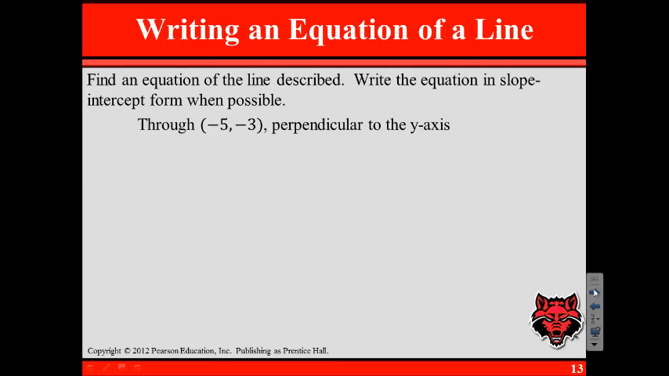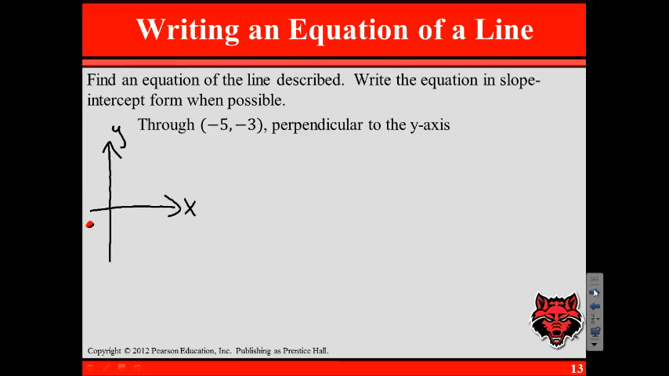Let's start by drawing our x and y axis. Remember, the x-axis is horizontal, the y-axis is vertical. The point -5, -3 will be somewhere here in quadrant 3. Okay, let's let this point in red represent -5, -3.